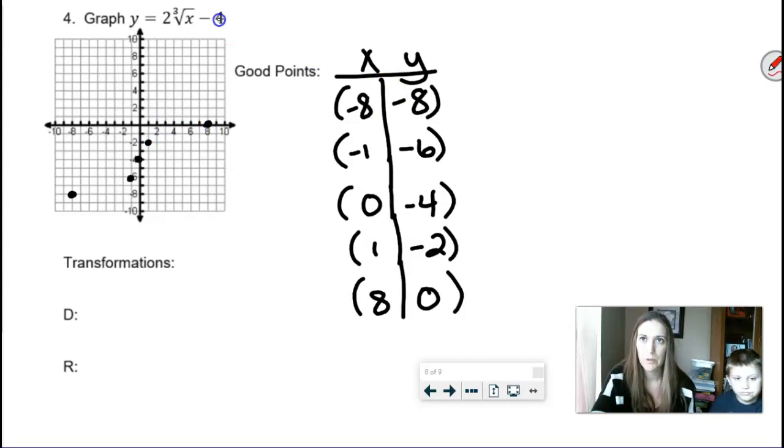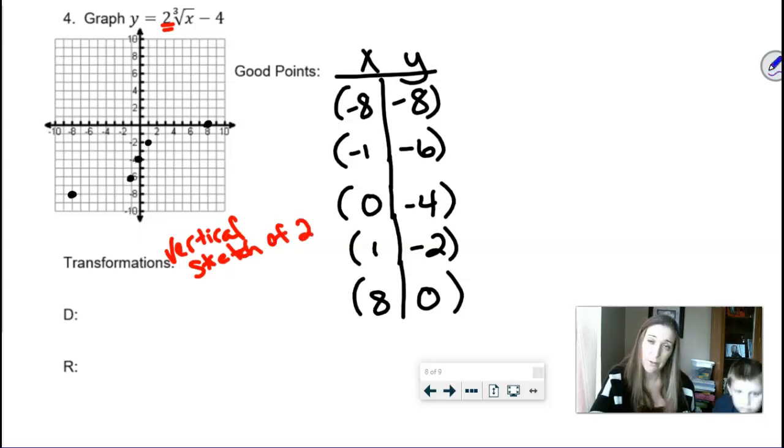All right, real quick. We got 3 transformations here. We have a vertical stretch. Vertical stretch of 2. Then we don't have a horizontal transformation this time, but we do have a down 4 shift.